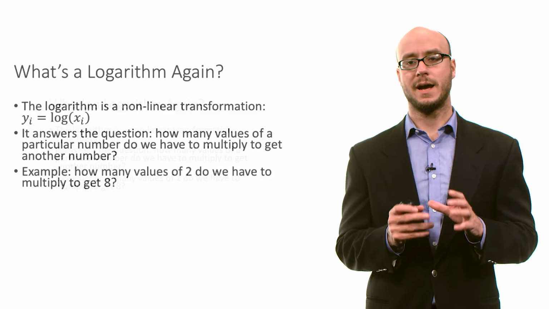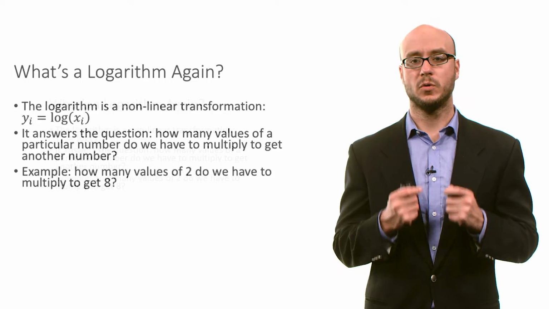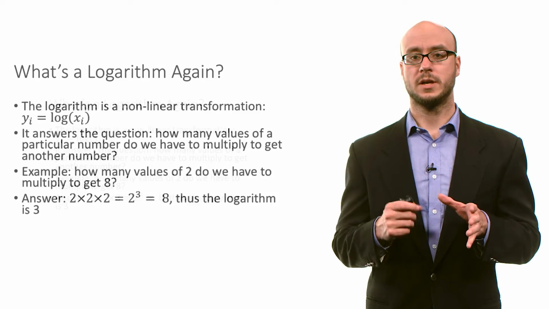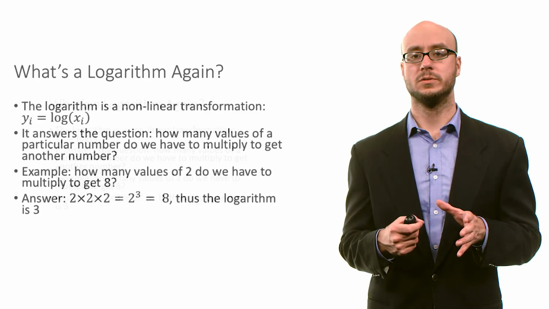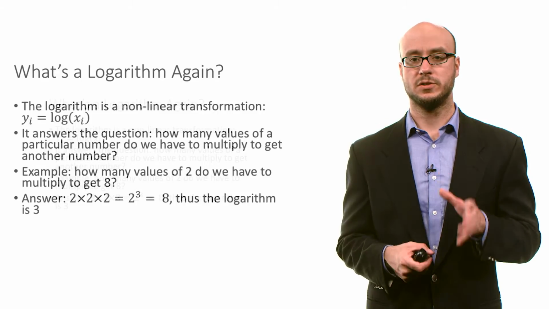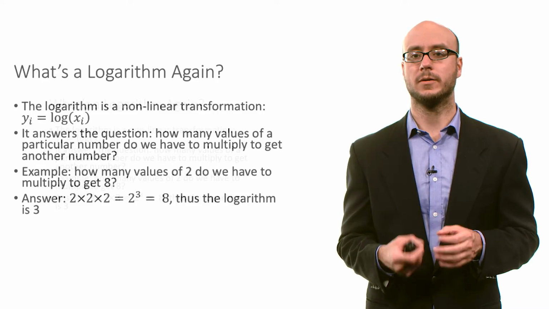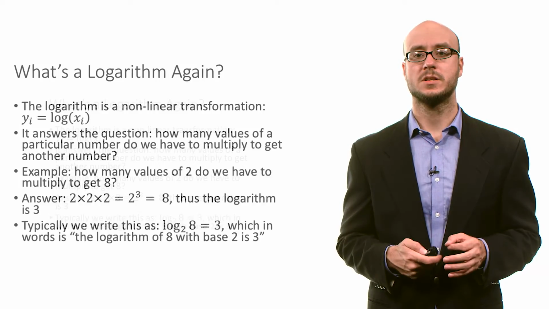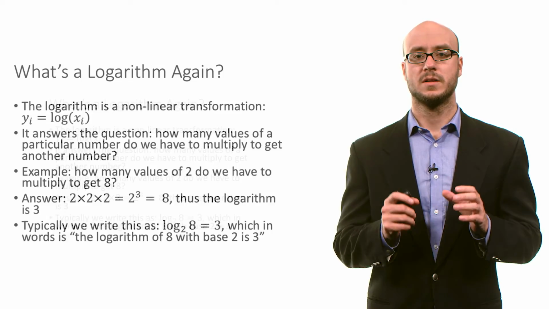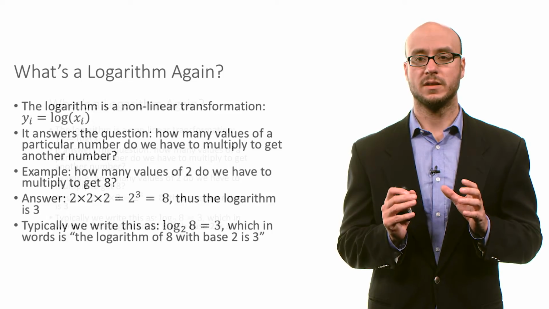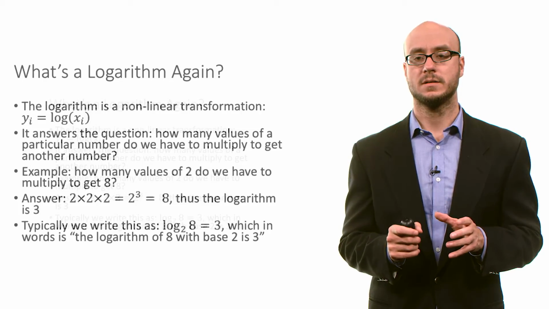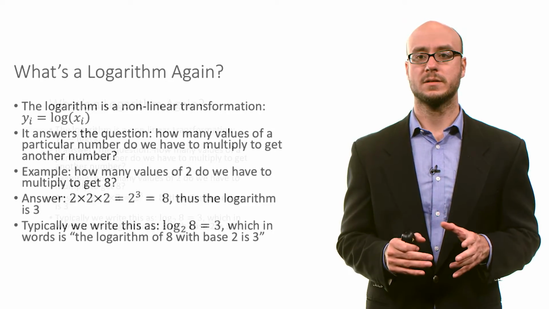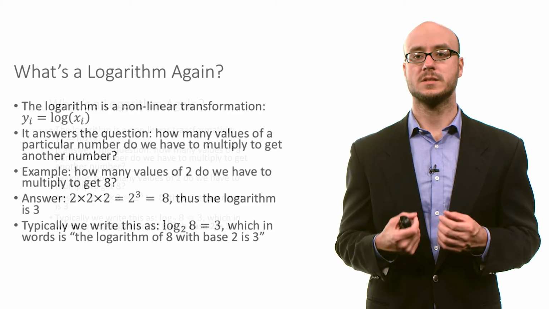So for example, how many values of 2 do we have to multiply to get 8? Well, 2 times 2 is 4. 4 times 2 equals 8. So we can say 2 times 2 times 2, or 2 to the third power, equals 8. Thus, the logarithm is 3. So we can write this as log base 2 of 8 is 3. To reiterate, the logarithm of 8 with a base of 2 is 3.